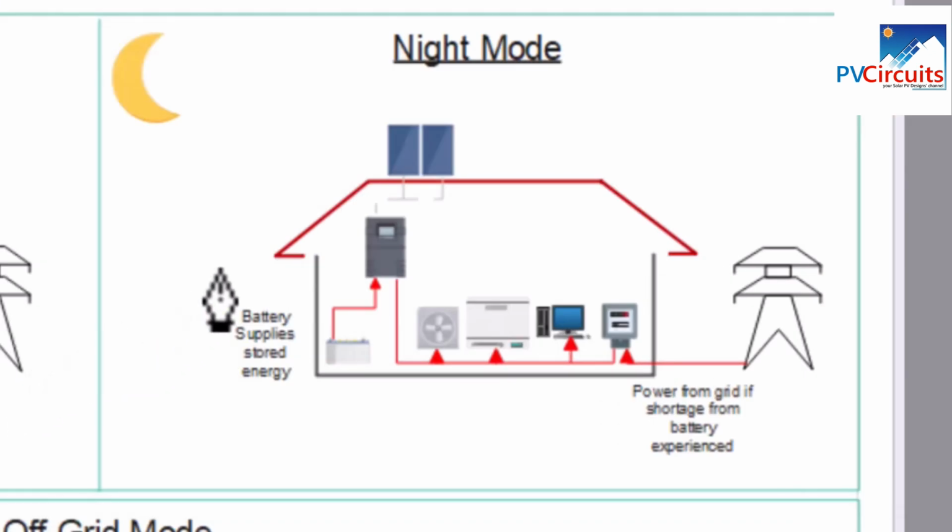At night, the PV system is not producing power, so the inverter is fed by the battery, and then the power goes on to supply the household consumers. If there's a shortfall, then it is made up by the grid, bringing in more power through the bidirectional meter into the house.